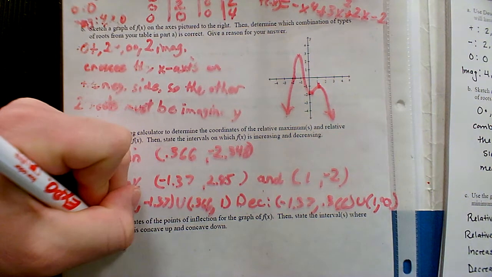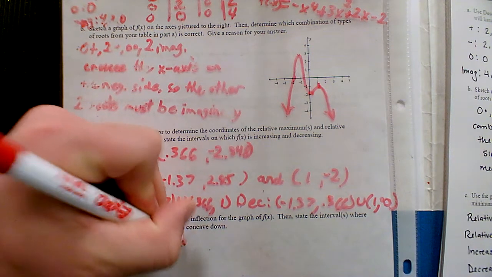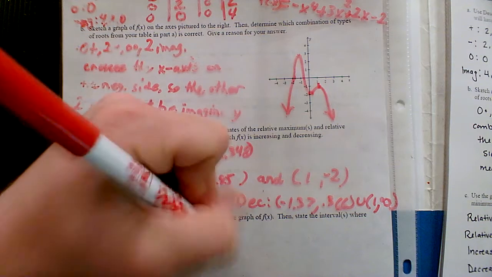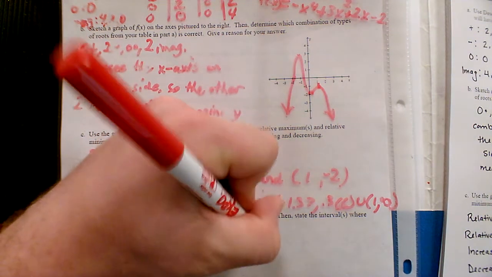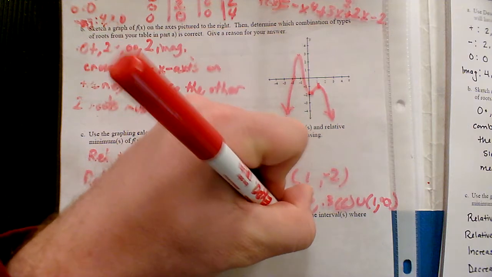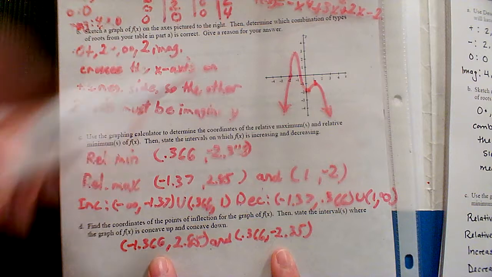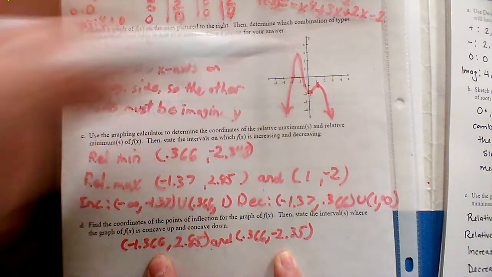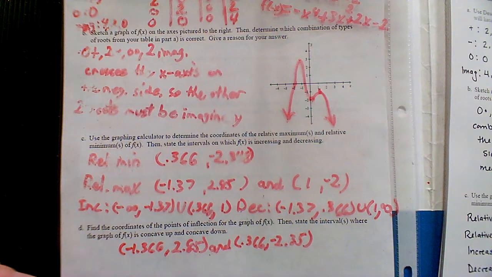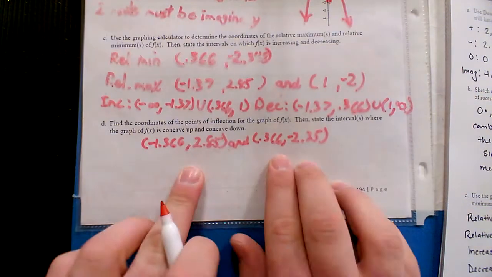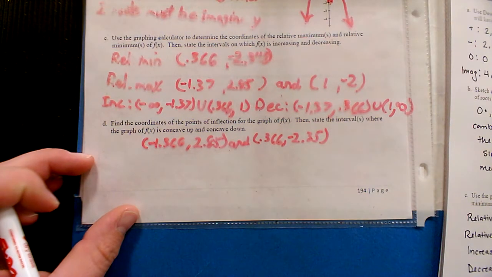So that would be negative 1.366, comma 2.85 and 0.366, comma negative 2.35. So those are the points from up above. So we know that between this point and this point, she just told us there should be an inflection point there. But how do we find that point between those 2 points? These are the 2 points from this problem right before. But we need to find the inflection point.